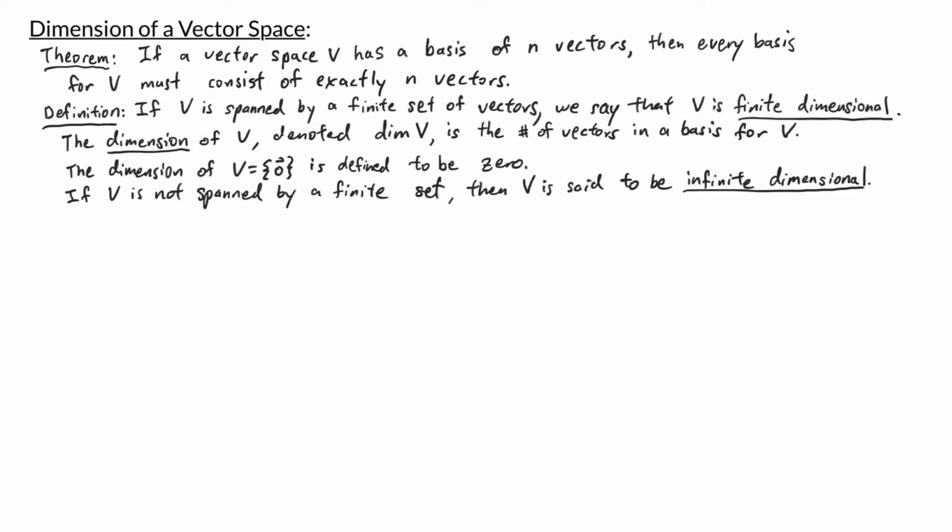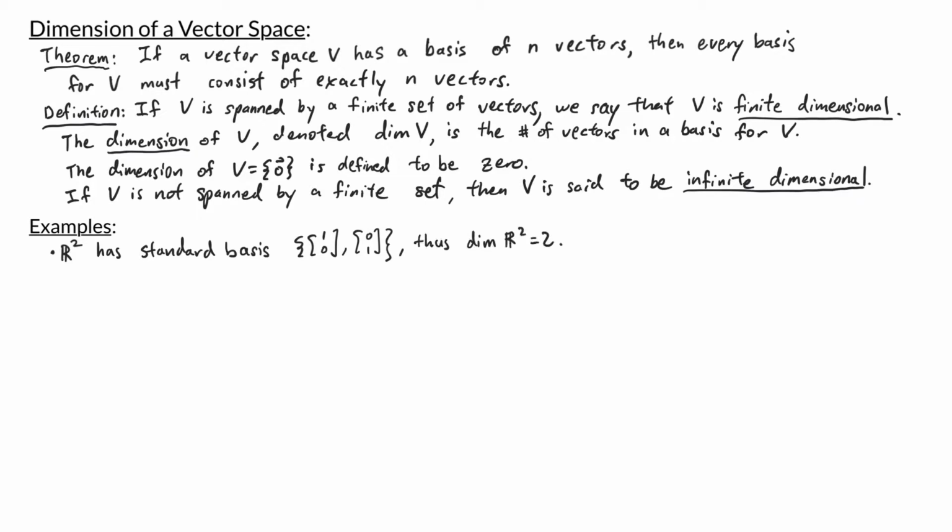Let's now look at some examples. Let's start with a vector space that we're familiar with, R2. Now the standard basis for R2 is the vectors (1, 0) and (0, 1). Now since this basis has two vectors in it, we say that the dimension of R2 is 2. In general, if we have Rn, then the standard basis for Rn has n vectors. Therefore, the dimension of Rn is n.